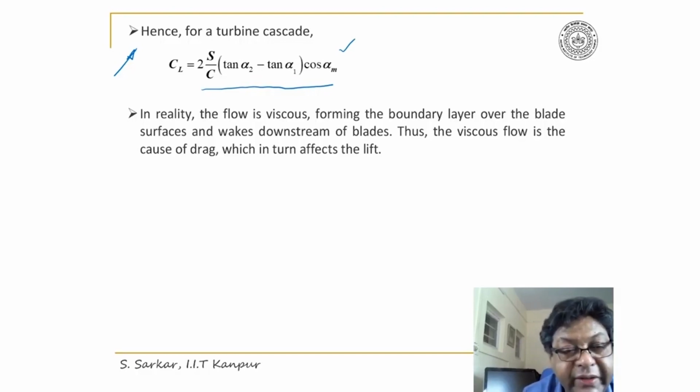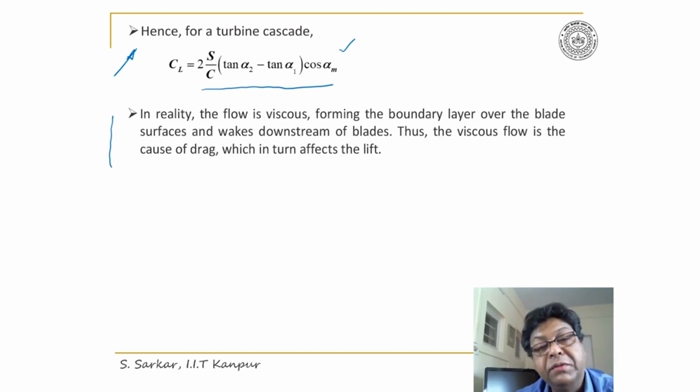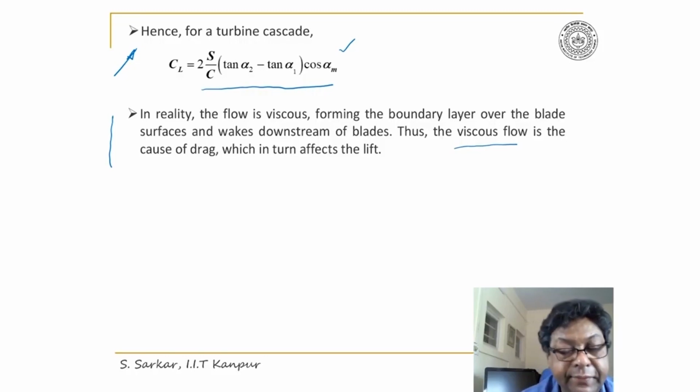Further, I would like to state that in reality, the flow is viscous, forming a boundary layer over the blade surface, and a wake will appear downstream of the blades. Thus, the viscous flow is the cause of drag, which in turn affects the lift. All this I'll discuss in the next section.